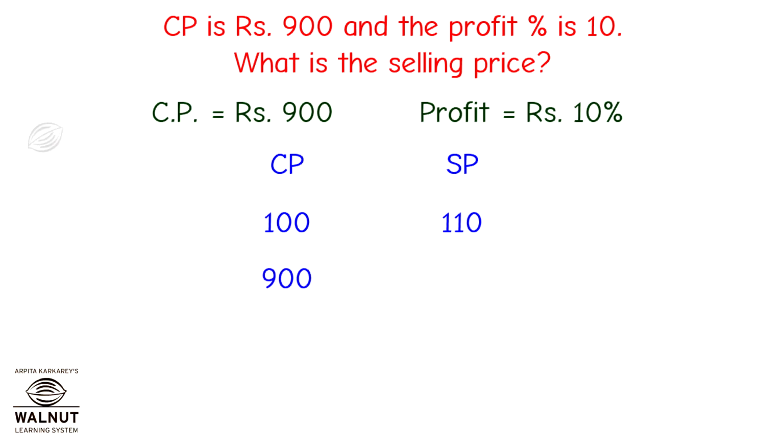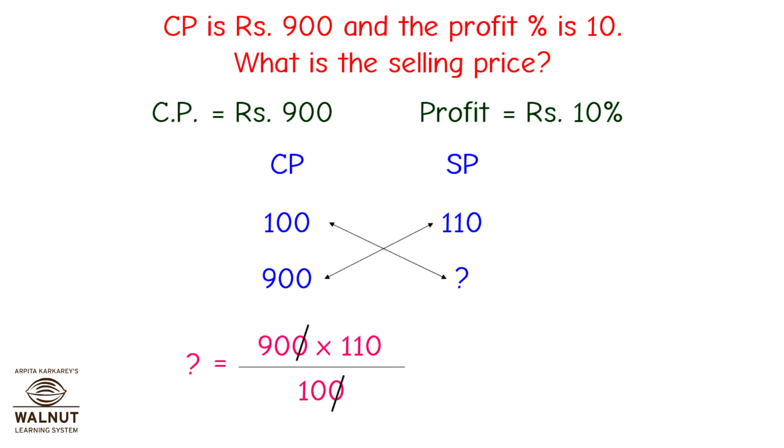So for rupees 900 CP, what is the selling price? Doing cross multiplication, we get question mark is equal to 900 into 110 divided by 100. We simplify this and we get 9 multiplied by 110, that is equal to rupees 990. So on rupees 900, the selling price is rupees 990.